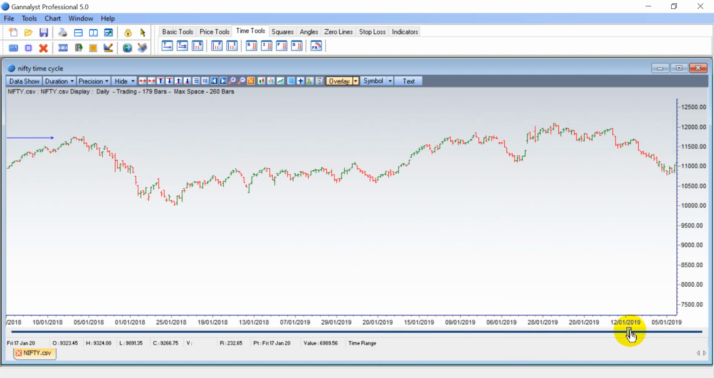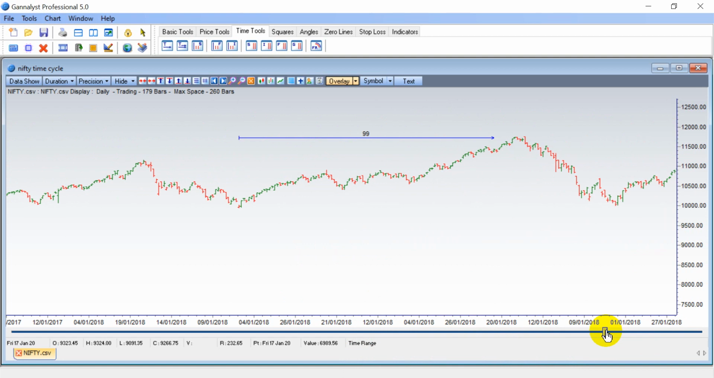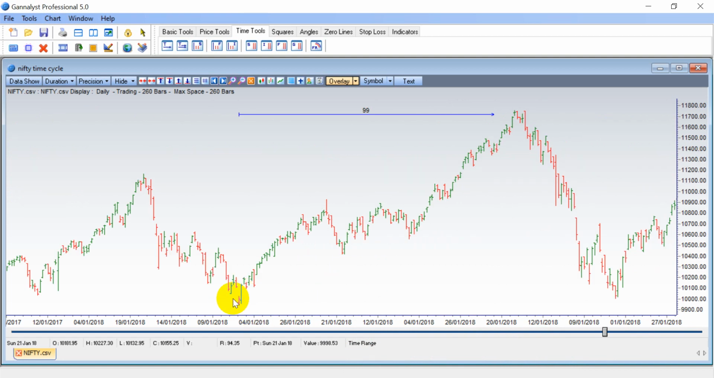Let me take some more examples if you want. We'll take a major bottom. Yes, we made a major bottom here at 10,000. Let me draw these lines again. This was again a major bottom, and from there you can calculate 99 bars: 96, 97, 98. See here, this is the 99th bar. Again a major bottom, a double bottom, and from there a wonderful rally.